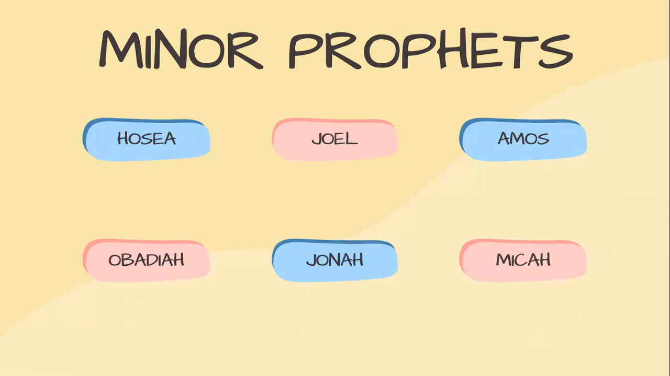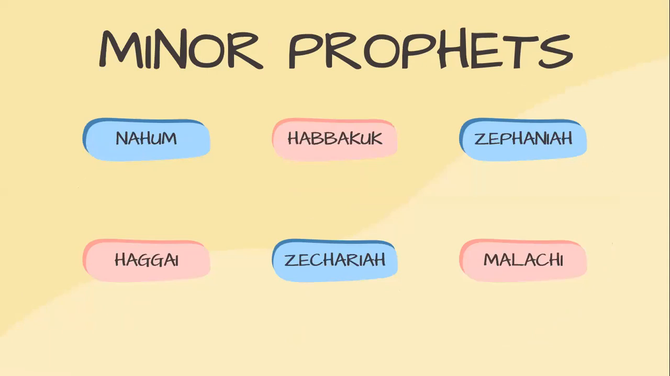And for today, we're going to be adding in some more of the minor prophets, which will conclude us learning all the books of the Old Testament. So let's say them together. We have Nahum, Habakkuk, Zephaniah, Haggai, Zechariah, and Malachi. Let's say it one more time. Nahum, Habakkuk, Zephaniah, Haggai, Zechariah, and Malachi.